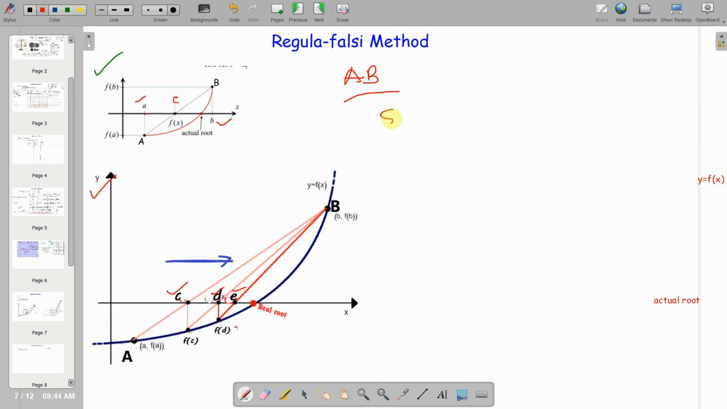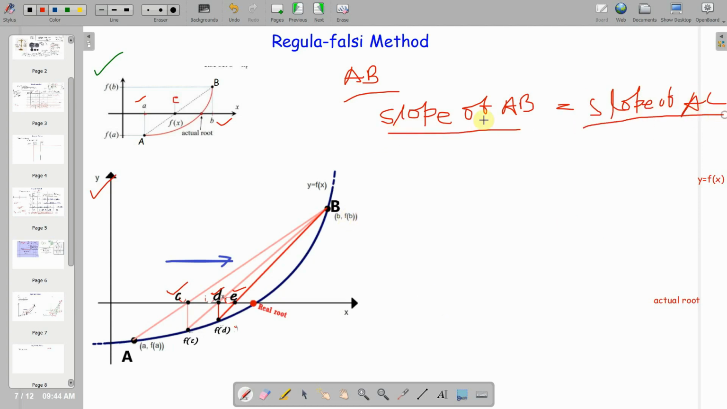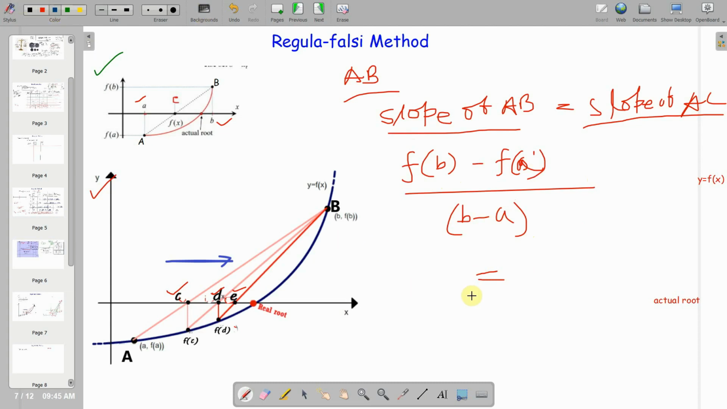Here you can always say that the slope of AB, write this down, because you have to solve some problems related to the regula falsi method, equals the slope of AC. Now how do you calculate the slope of AB? The slope is equal to FB minus FA divided by B minus A. FB is the positive value, so that's why I wrote FB earlier. If you are doing FB minus FA, then you have to do B minus A. I think you know. What would be the slope of AC? Who can tell me?